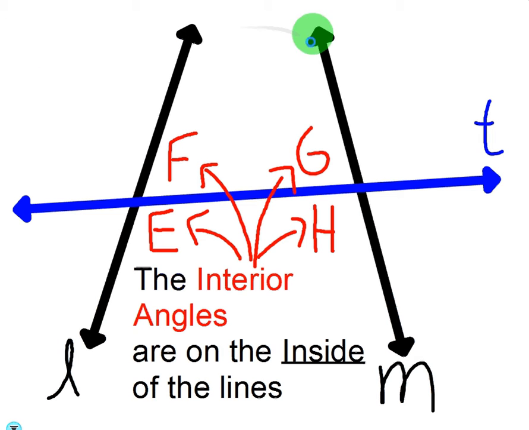Next, we're going to talk about interior angles, okay? The interior angles are angles on the insides of the two lines that aren't your transversal. So in other words, F and G are both on the inside of L and M, right? E and H are angles. So again, we're talking about angles here. They are both on the inside of the lines. So angle F, angle E, which is right here, angle H, which is right here, angle G, all are on the inside of the two lines. They kind of face each other. Okay? That's why we call them interior angles.